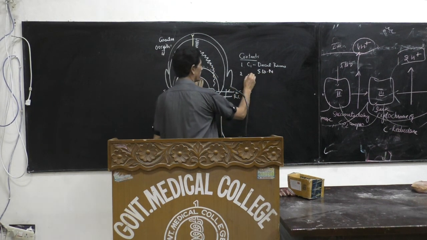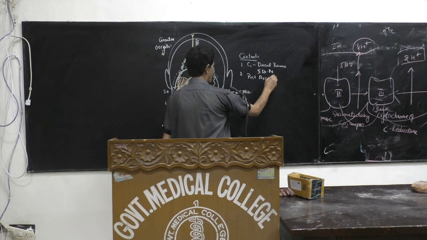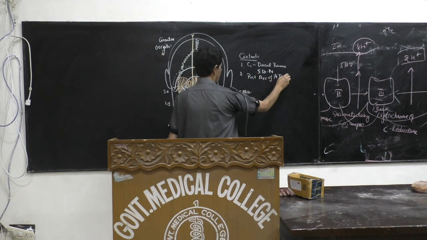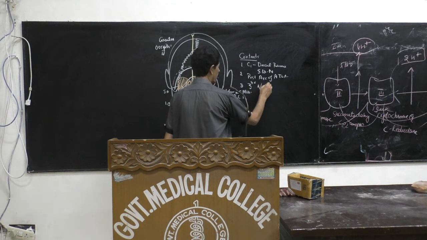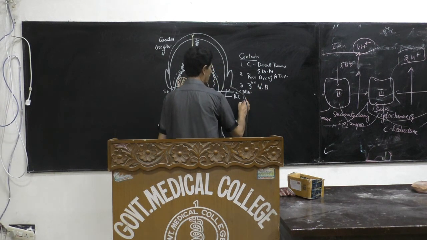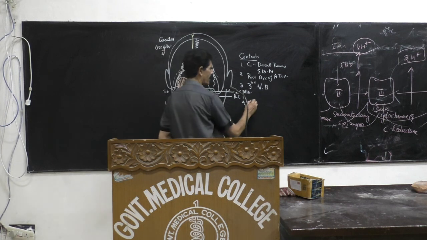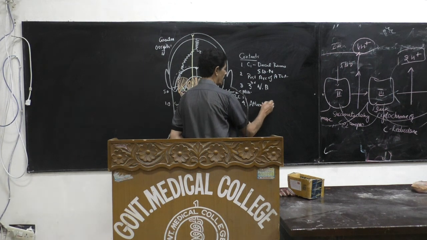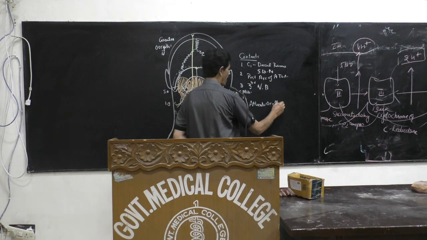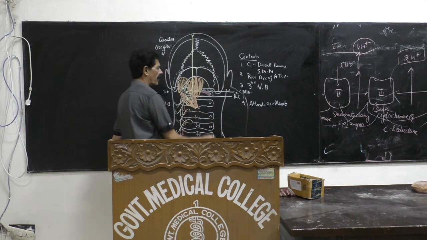Then the posterior arc of the atlas. Third is the third part of the vertebral artery. And fourth one is the atlanto-occipital membrane. So this is what we are seeing in the contents.